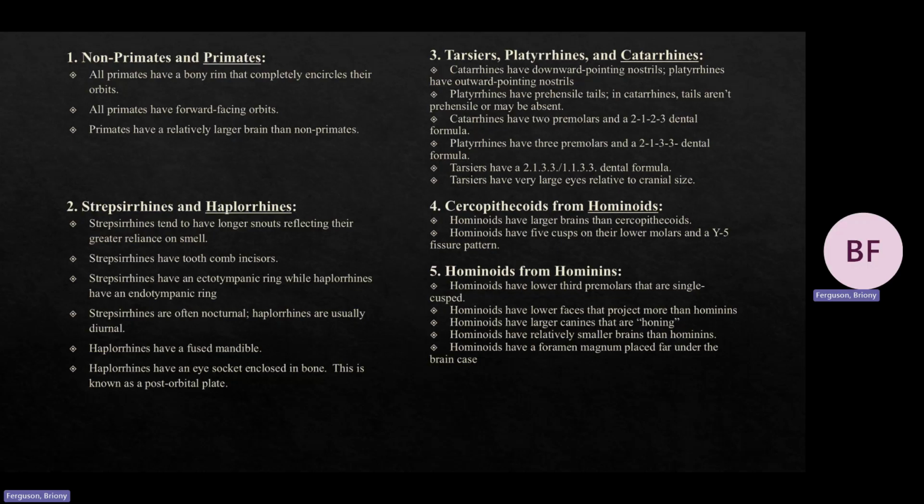And then hominins have a foramen magnum that's placed much further underneath the brain case. The foramen magnum is actually this little hole at the bottom of your skull that is where your spinal cord kind of helps attach your head to your body. Now, as something becomes more bipedal, we actually see that foramen magnum move to be more centrally located underneath the skull rather than further back, which we'll talk about in the next lecture as well.